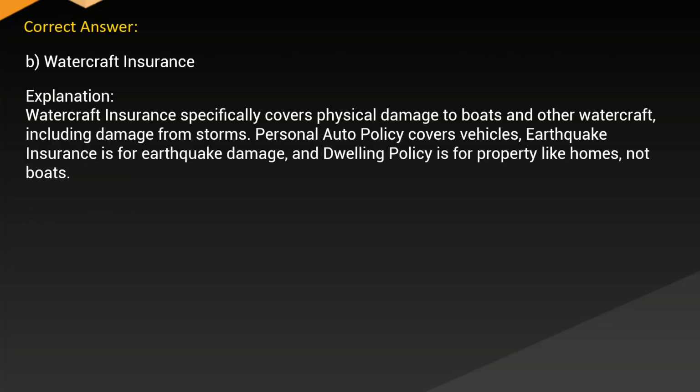Correct answer: B. Watercraft insurance. Explanation: watercraft insurance specifically covers physical damage to boats and other watercraft, including damage from storms. Personal auto policy covers vehicles. Earthquake insurance is for earthquake damage, and dwelling policy is for property like homes, not boats.